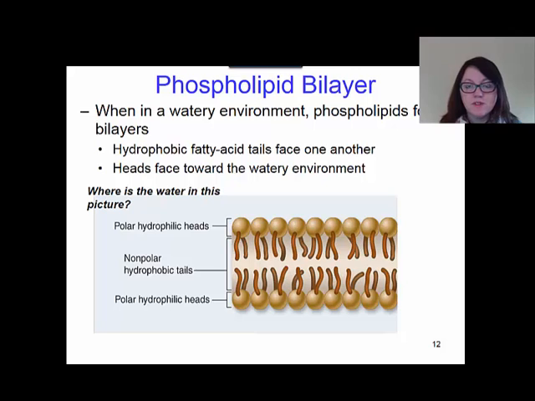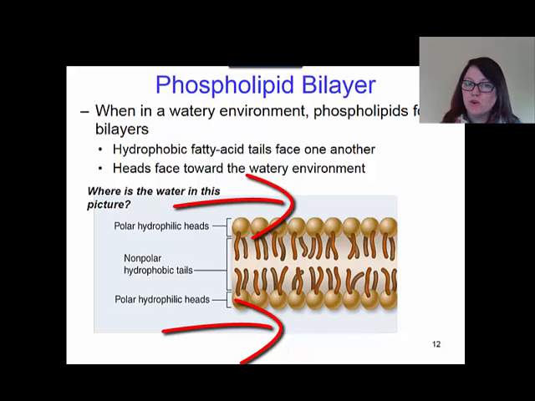So in this picture here, we see a phospholipid bilayer. You'll notice that the fatty acid tails are facing one another and the hydrophilic heads are facing outward. But where's the water supposed to be in this picture? See if you can take a minute and figure that out. If you said the water was supposed to be here and here, you were correct.